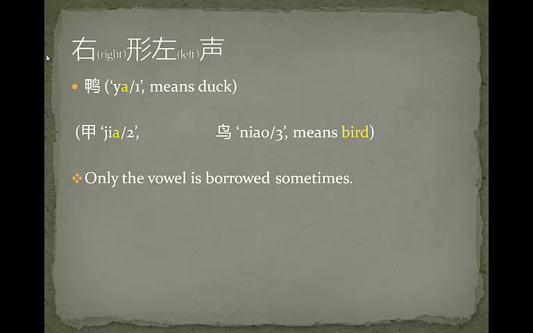So as you can tell, the right part indicates the meaning. Okay? They have the same vowel. And the right part, the bird, indicates the meaning because duck is nested under bird, right? Pay attention here. The pronunciation is not directly borrowed as in the previous example, but we borrow the vowel only. Only the vowel is borrowed sometimes.